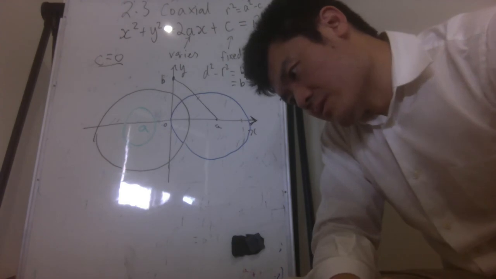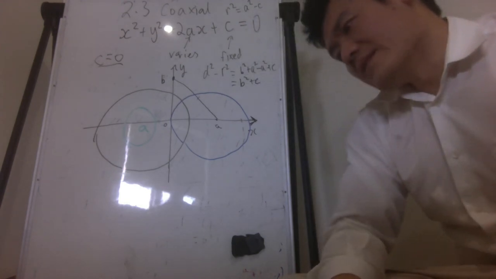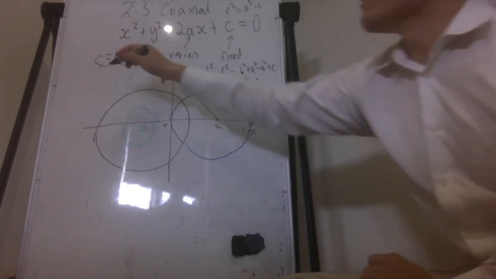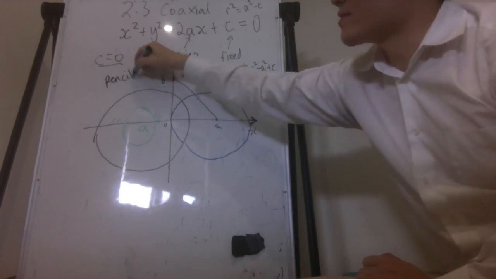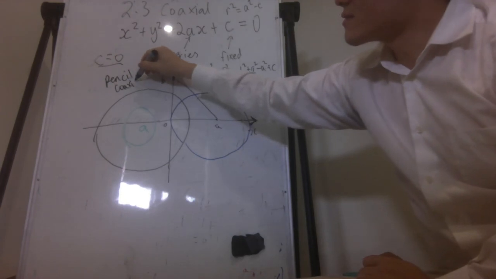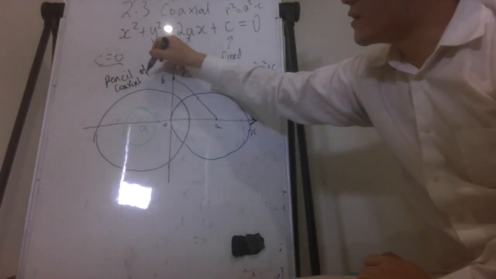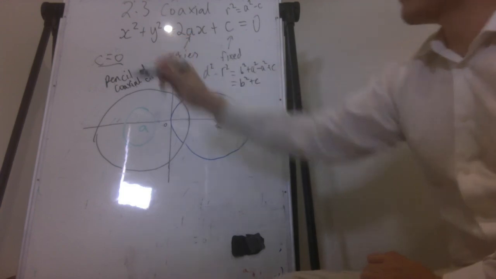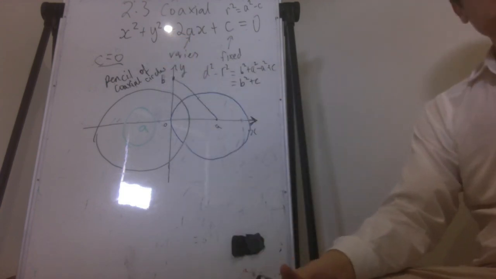Is that all we wanted to say? Yeah, so we call this a pencil of coaxial circles. Have you heard the word pencil before, in this context? I think we'll also see it again when we do projective geometry. We have a pencil of parallel lines.